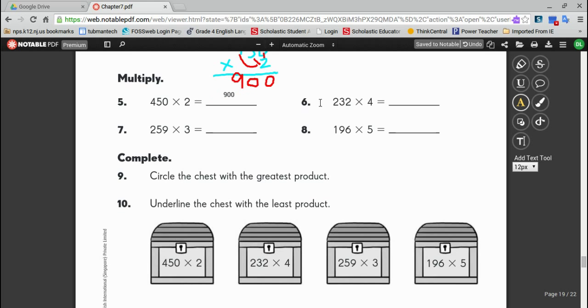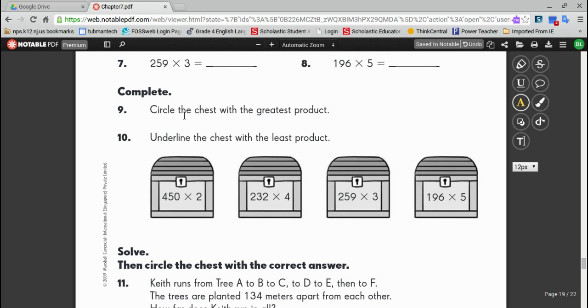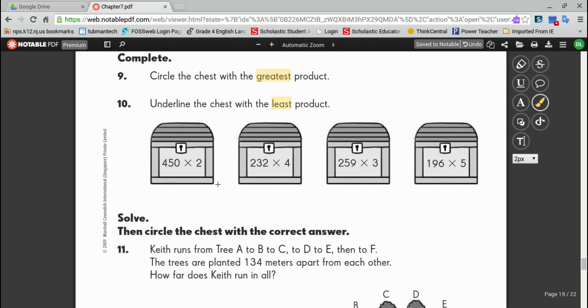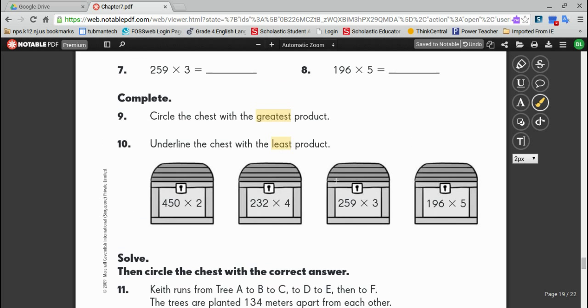And I think you guys can do number 6, 7, and 8 on your own. Okay, so number 9 says circle the chest with the greatest product. Underline the chest with the least product. I'm going to highlight some of these words. With the greatest product, we know the greatest means the biggest number, and the least means the smallest one. Alright, so we're going to circle the chest with the greatest product. In order for me to do that, I have to first solve these four problems first.